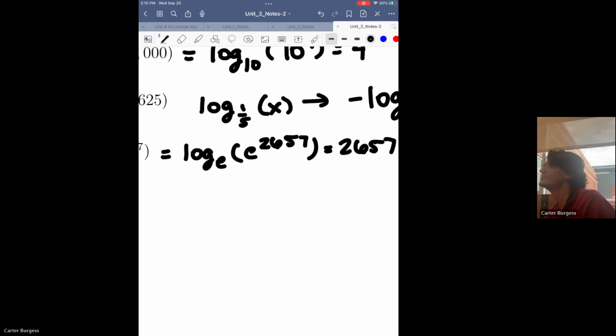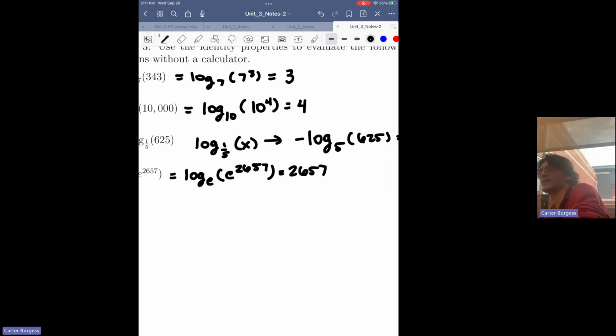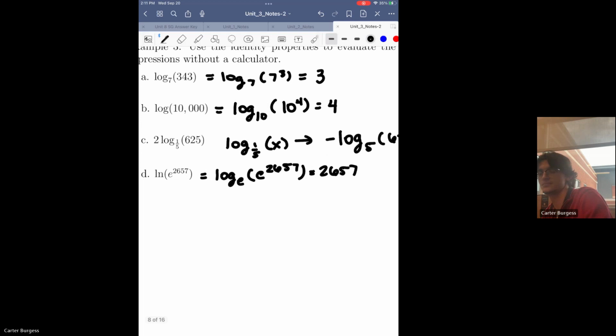Cool. All right, questions with our logarithms? Kind of how they're defined, how we are evaluating them, anything like that. Yes, no. Yeah.